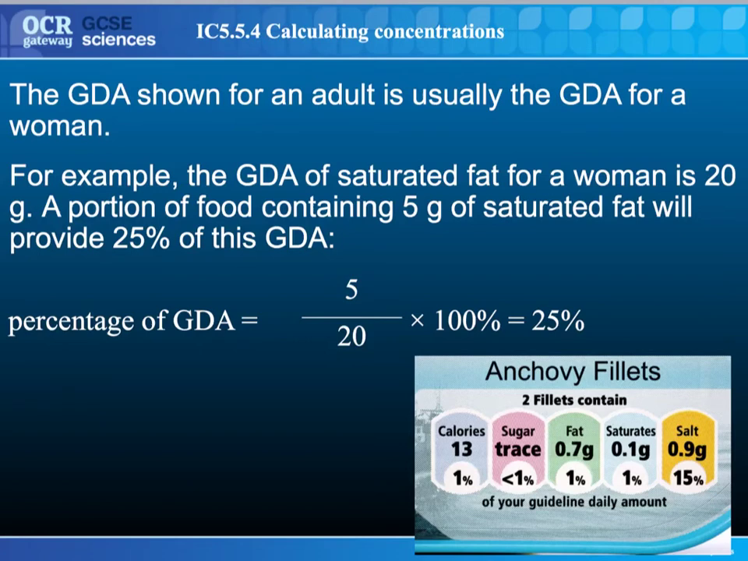So if you were asked to work out what percentage of someone's GDA was in a particular meal, what you need to do is you need to know what their GDA was, which in this case is 20 grams, how much is in one portion of that food, which in this case is 5 grams, and just work out a percentage. In this case, 5 divided by 20 times 100, because it's a percentage, gives you 25%.